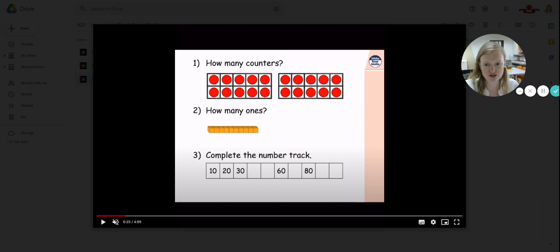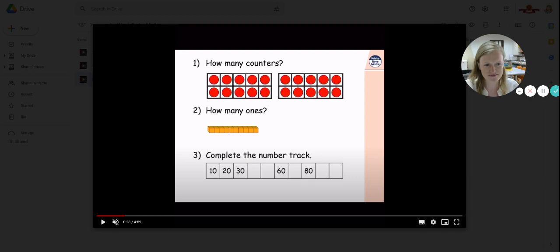Let's look at question 2. I see a block of 10. We use towers of 10 all the time. We recognize them very quickly. And there's only one, so we only need to do one count of 10, and the answer is 10. There are 10 ones.